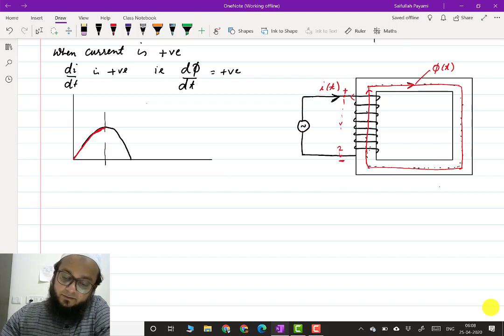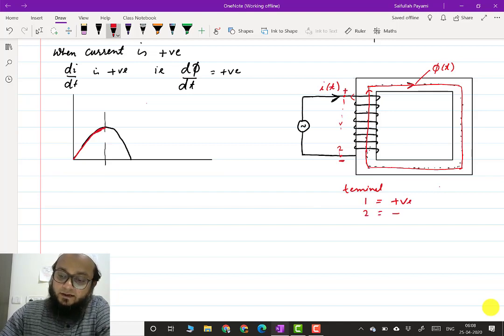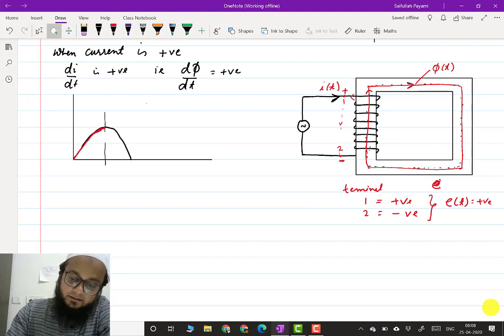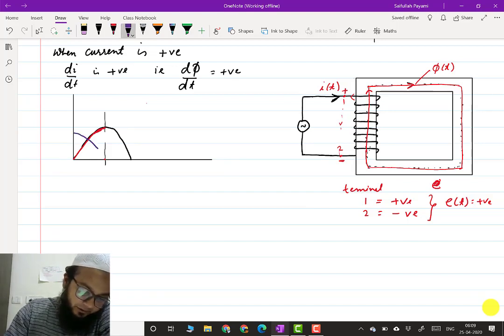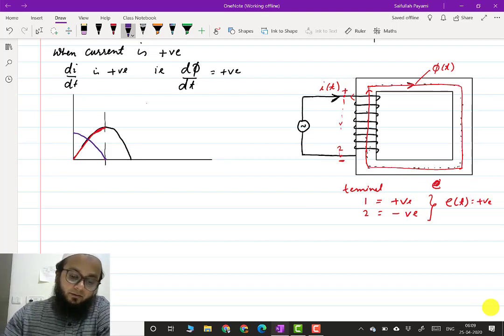So terminal 1 is positive and terminal 2 is negative. And our convention is, when this condition is there, ET is positive. So we'll say that here the induced EMF is positive. Let's have some other magnitude I'm drawing. Now what about during this region?